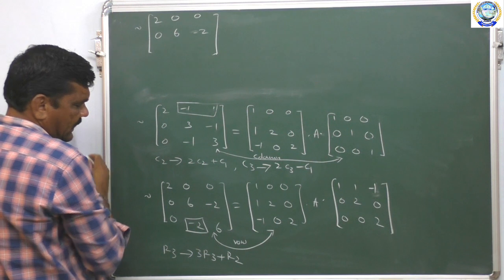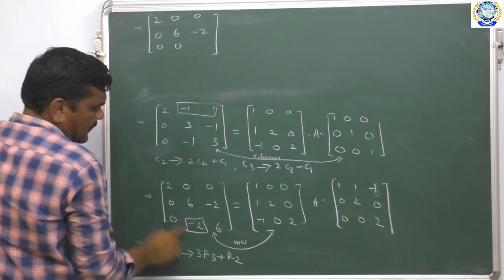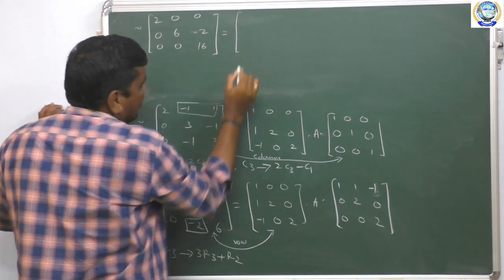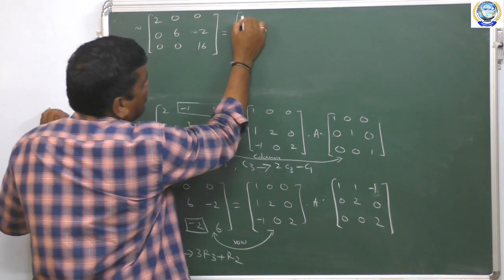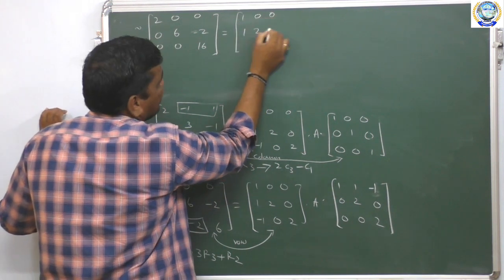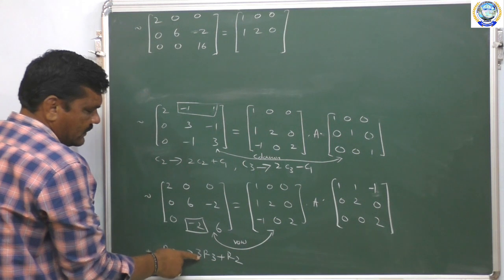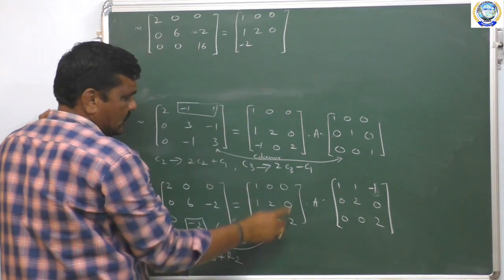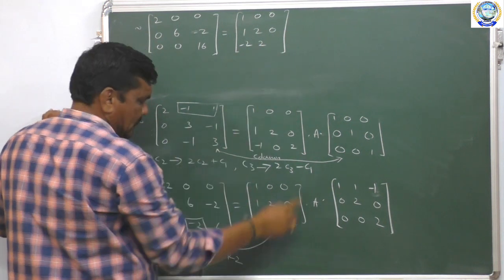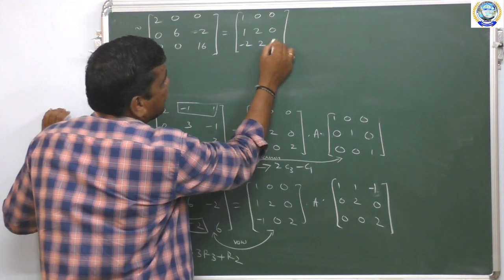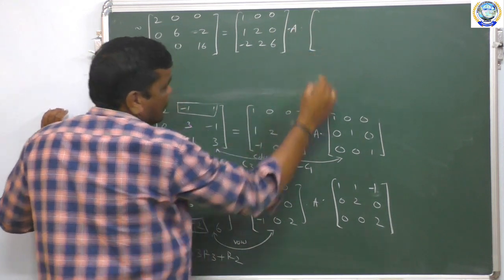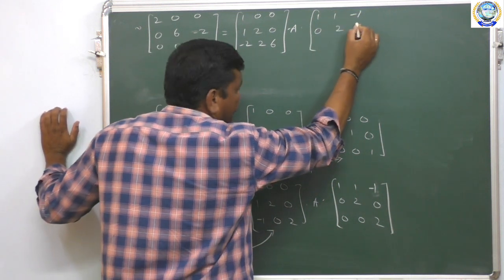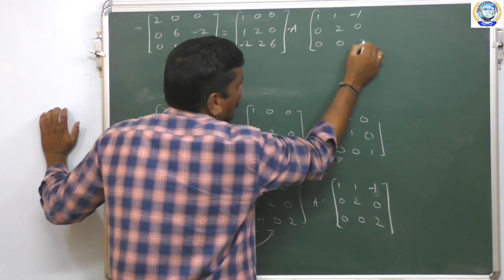In the third row we write 3R3 plus R2: 0 0 3R3 is 18, minus 2, it is 16. This is equal to, in the prefactor, first two rows 1 0 0 and 1 2 0. In the third row we write 3R3 plus R2. So minus 3 plus 1, it is minus 2. 0 plus 2, it is 2. 6 plus 0, it is 6, into A. The post factor is fixed, since we are using row operations.